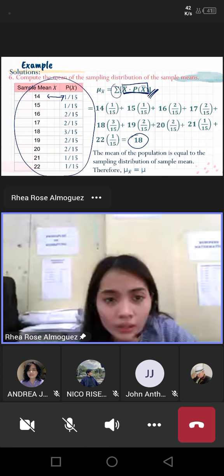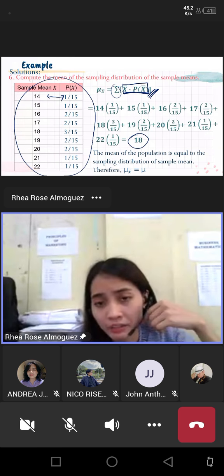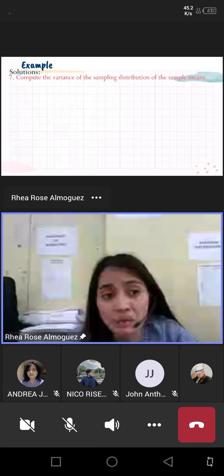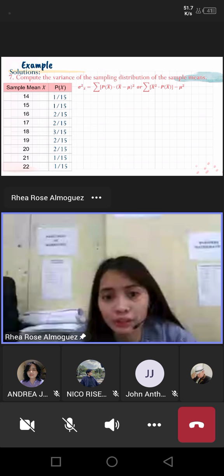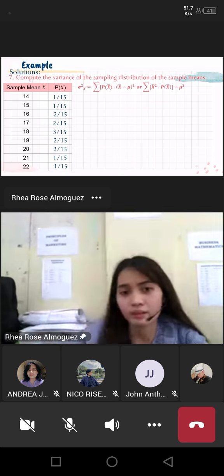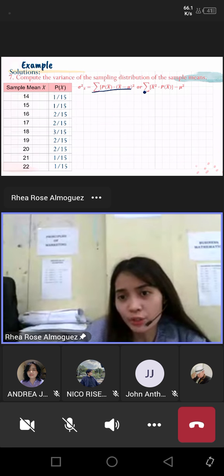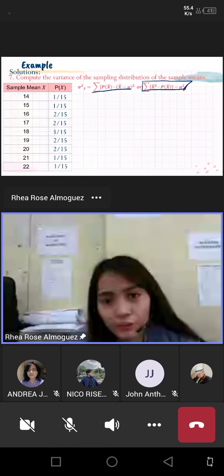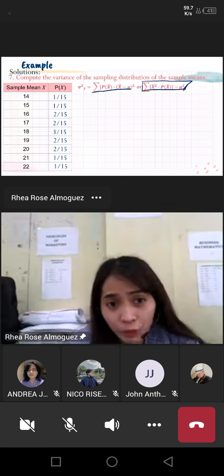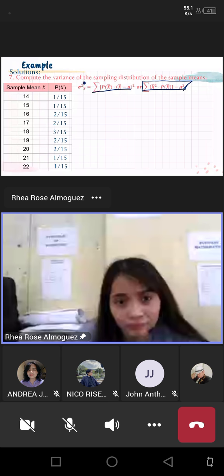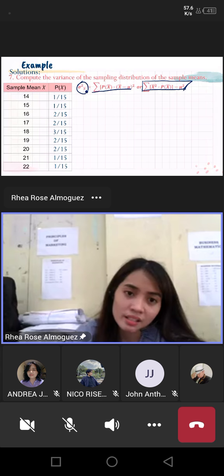Okay? So, after we solve for the mean of the sampling distribution, let us now solve for the variance of the sampling distribution. And the formula that we will use for it is this one. Okay? Ano lang to? Pwede kayong mamili. Pwedeng ito or this one. Pero ito yung pinakamadali. So, ito na lang tayo. Ito na lang gamitin natin. By the way, the symbol of the variance of the sample means or the sampling distribution of the sample means is this one. Okay? May sub x bar. Tandaan po natin yung mga symbol, ha?